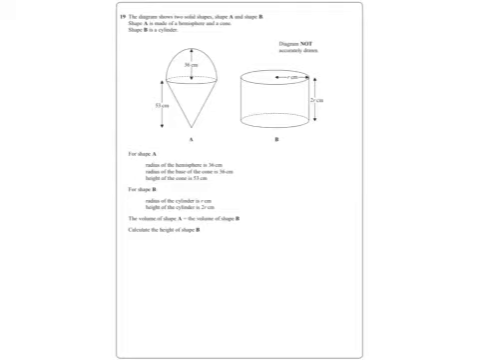So, what we've got is shape A, which is a hemisphere and a cone, and we've got shape B, which is a cylinder, and we're told that the two volumes are the same. So, essentially, let's work out the volume of A.